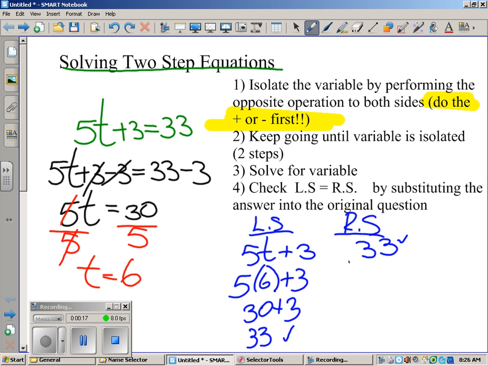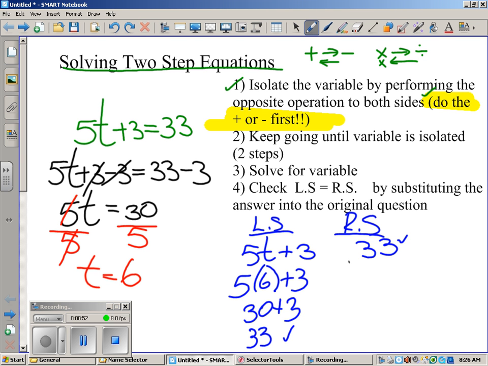Like the last time we did these with one-step equations, the first step is just to isolate the variable. We do that by performing the opposite operation on both sides. So remember, if it's addition, you are going to do subtraction and vice versa. And if it is multiplication, you are going to do division. And then back the other way, if it was division, you would do multiplication. So whatever the opposite operation is, that's what you do to get rid of the numbers on that side of the equation.